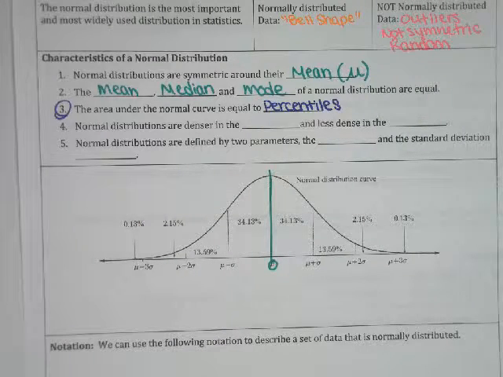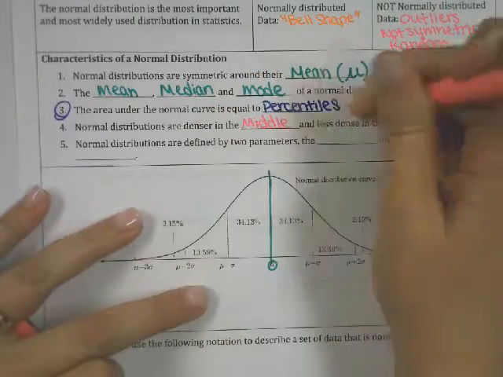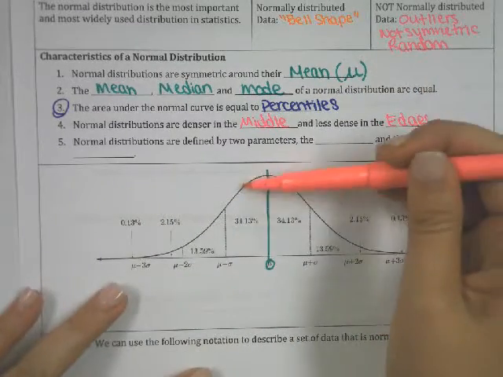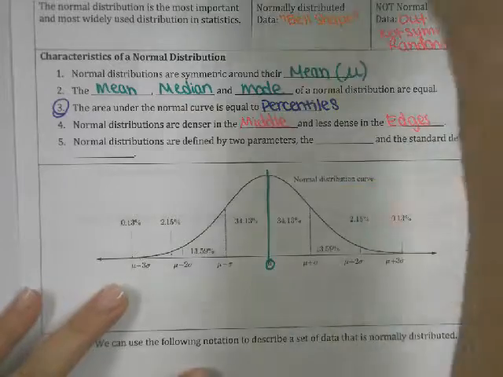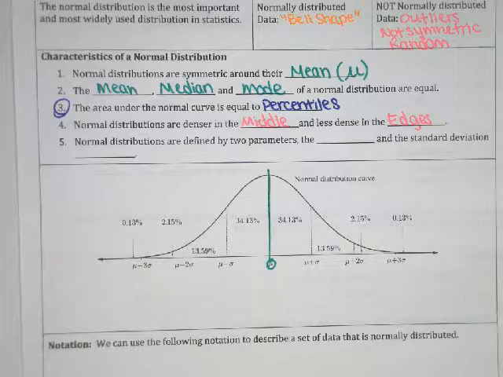Number 4 says the normal distributions are denser in the middle and less dense on the edge. So denser in the middle and less dense on the edges. So we have more data clustered here in the middle, and less data as it starts spreading out on each side.